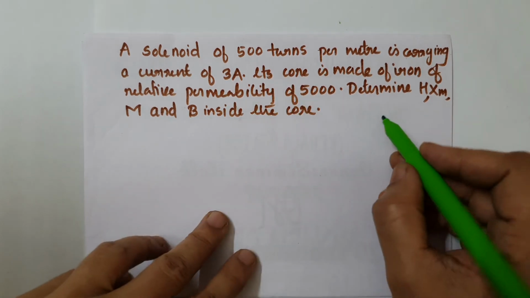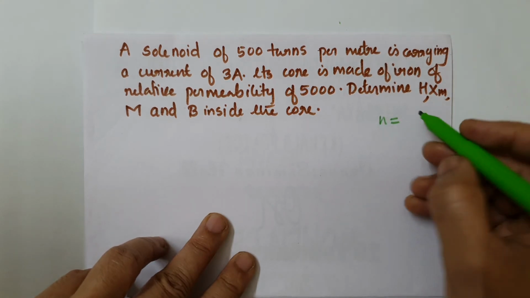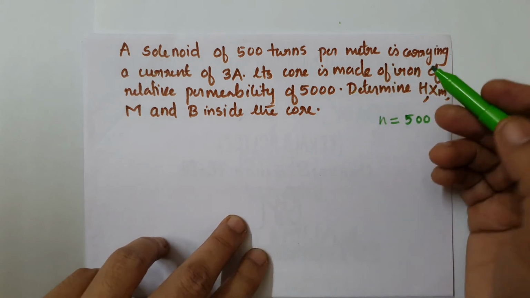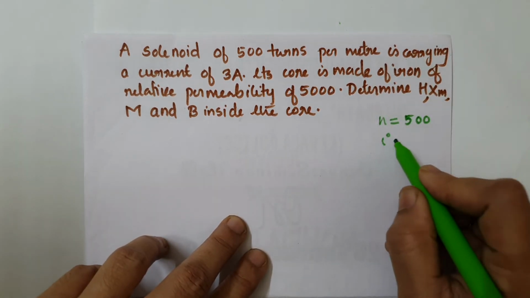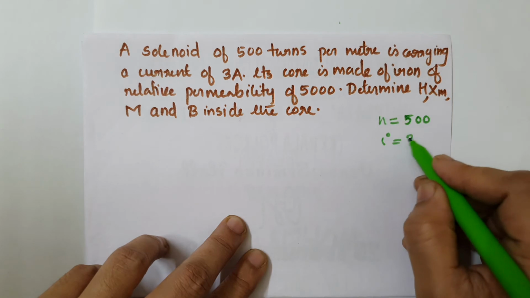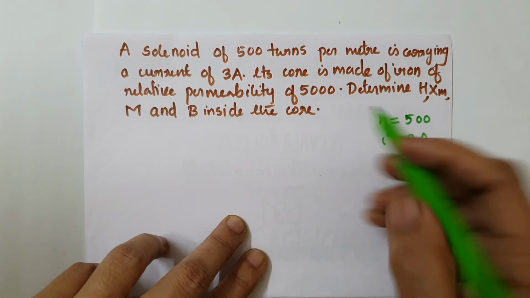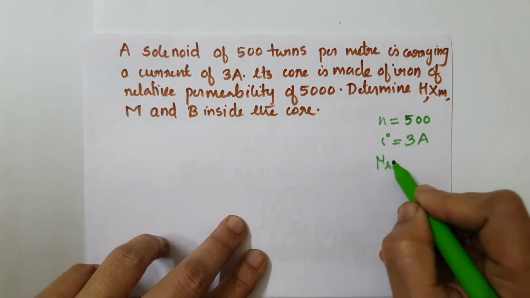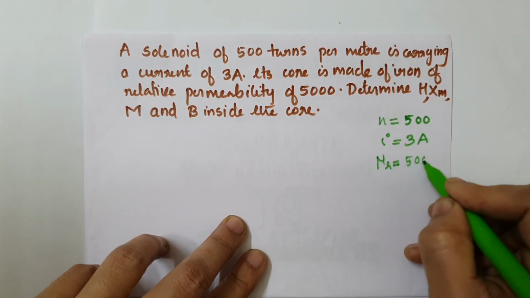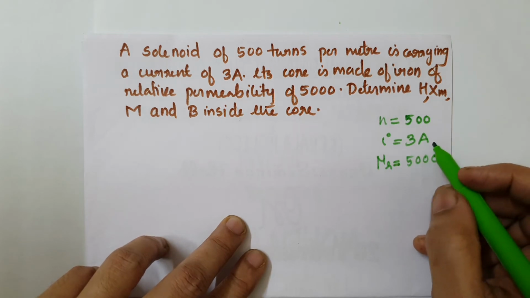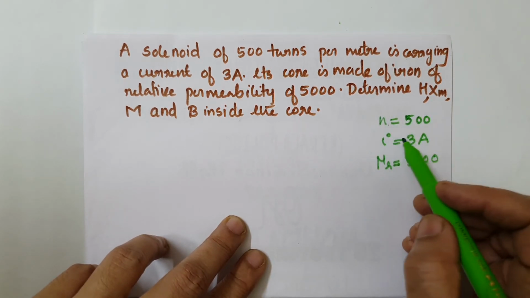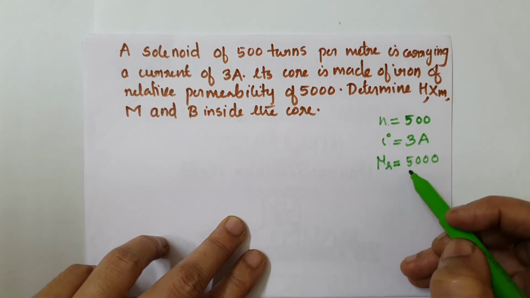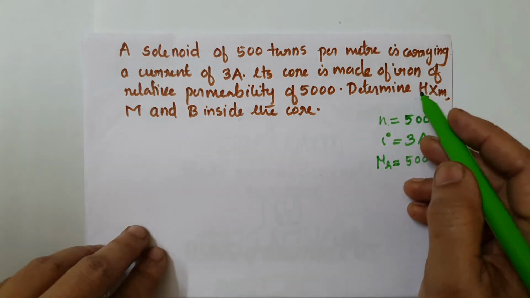So the given is that N is equal to 500 turns per meter, and the current I is equal to 3 ampere. Its core is made of iron of relative permeability, that is, mu r is equal to 5000. So N is given 500, I is given 3 ampere, and relative permeability 5000. Then first you have to find out H.